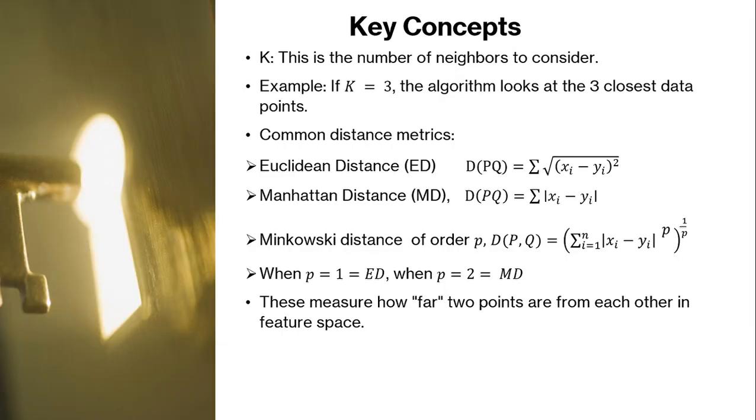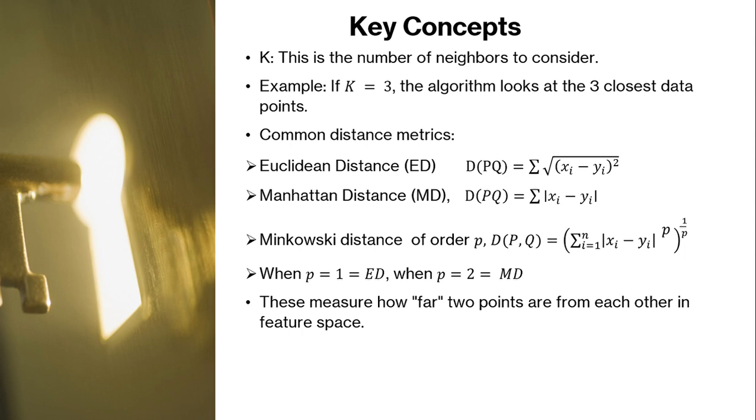Now let's look at a key concept. When we say K, this is the number of neighbors to consider. An example is considering K equals 3. What it means is that the algorithm looks at the 3 closest data points to the test point. Now, these are the common distance metrics used to measure the distance between points.